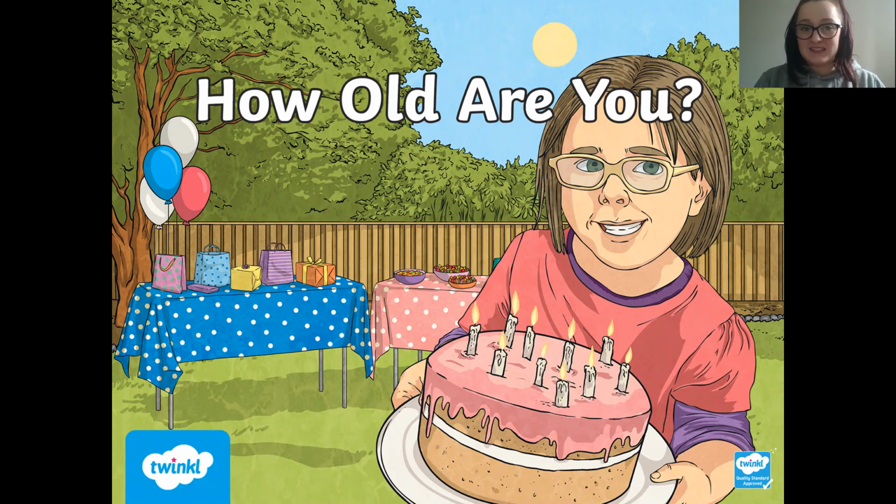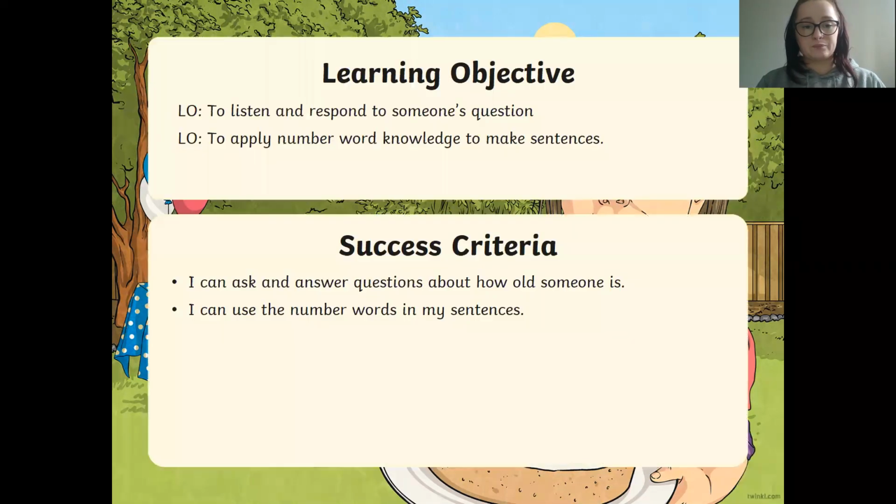Now, what we're going to be looking at today is how old we are. We know how old we are, but how do we know how old we are in French? That is the question. This will help with what you learned last week with all your numbers from 0 up to 10. So keep those in your mind. If you've got the papers handy that you did last week, you can get those out so that you can have a look at them, okay? So our learning objective today is to listen and respond to someone's question and to apply number word knowledge to make sentences. Now that will come a little bit clearer once we go through this PowerPoint.